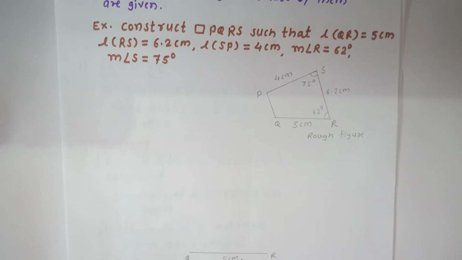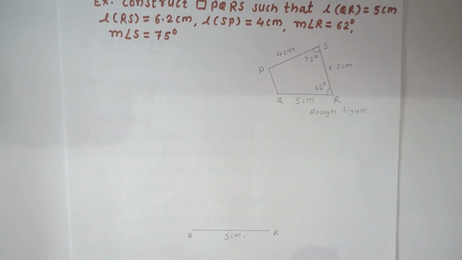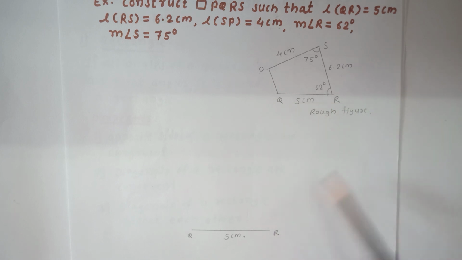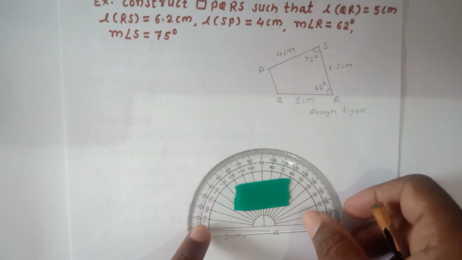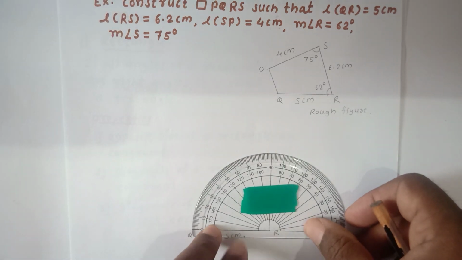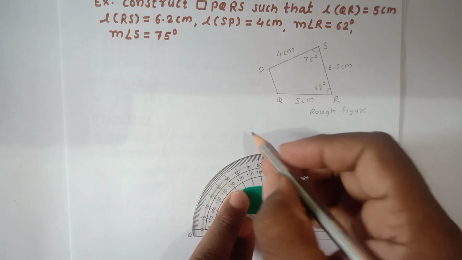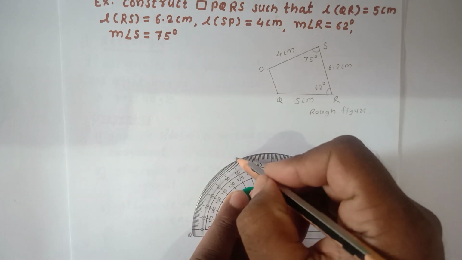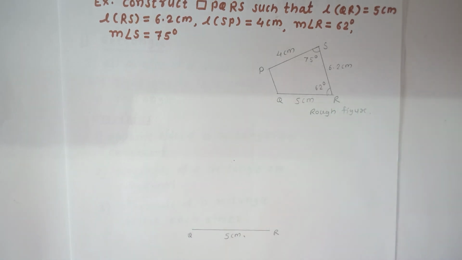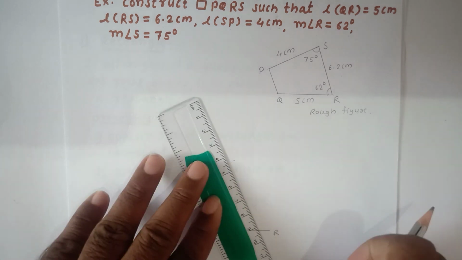So at first draw the segment QR of length 5 cm. Now this angle is given 62 degree. Therefore we have to draw angle R 62 degree by using protractor. So this angle will be 62 degree. Here is 60 and then 2 lines, that is 62 degree. Now draw this line.